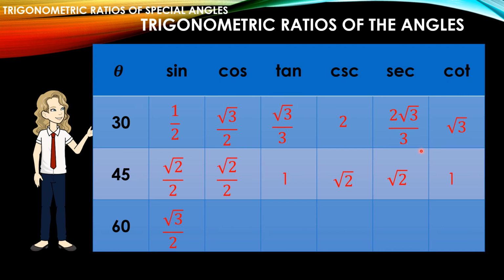Okay, and the last is 60 degrees. So we have the sine 60 is square root of 3 over 2. Cosine 60 degrees is 1/2. Tangent 60 is square root of 3. Cosecant 60, 2 square root of 3 over 3. Secant 60 degrees is 2, and the cotangent 60 is square root of 3 over 3. So guys, we need to remember these 6 trigonometric ratios in 30 degrees, 45 degrees, and 60 degrees. So that we call it trigonometric ratios of the angles.